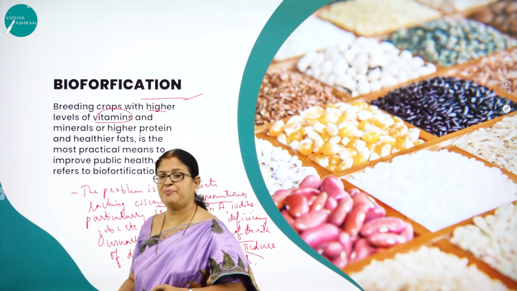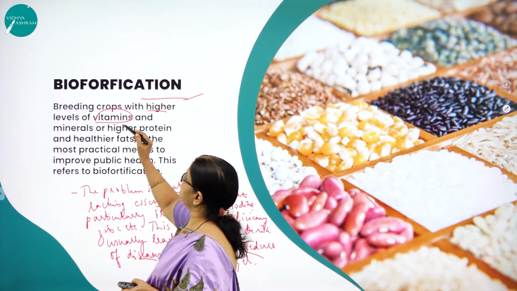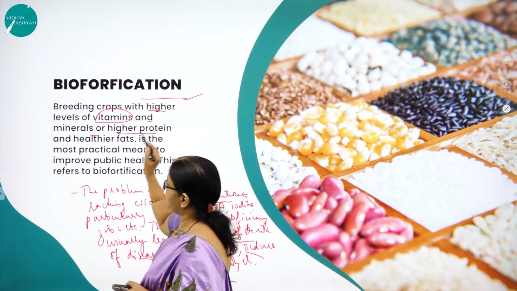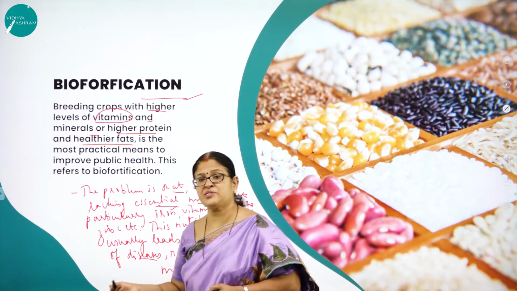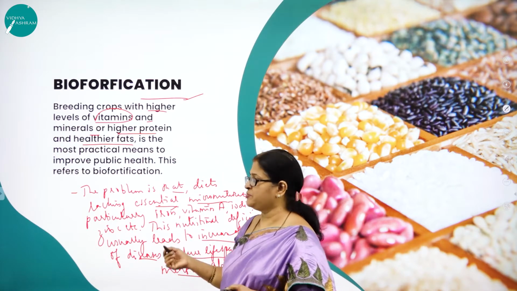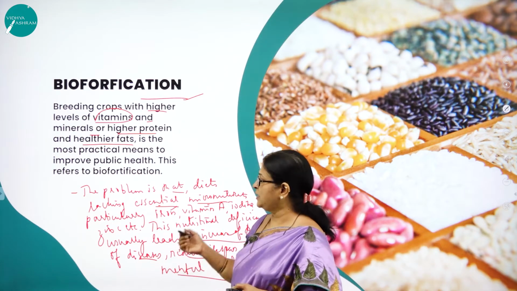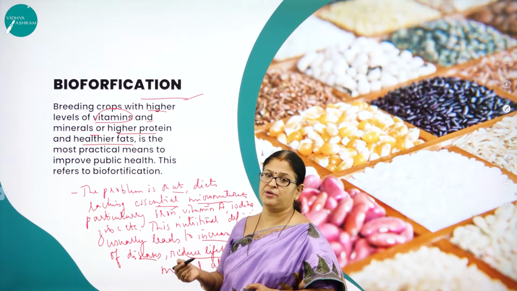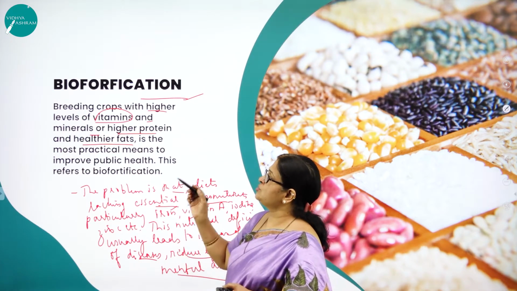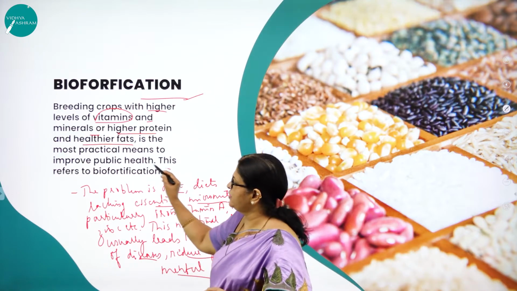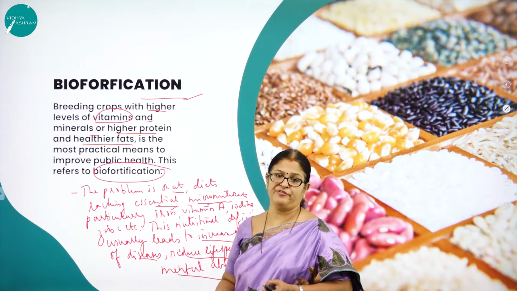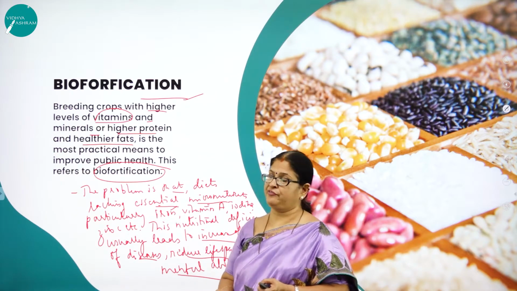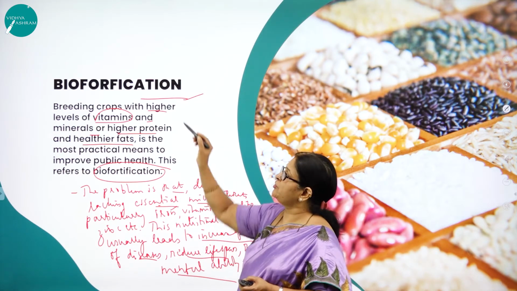So when you develop a crop which has higher levels of vitamins and minerals, or higher protein and healthier fats, then definitely it is going to compensate the loss caused by the lack of those important micronutrients in the diet. So what is biofortification? This is a very important term which is asked in the exam. What are the objectives of biofortification?